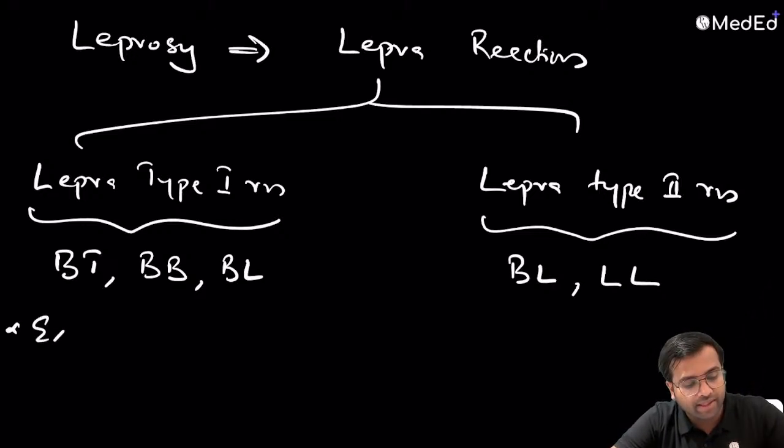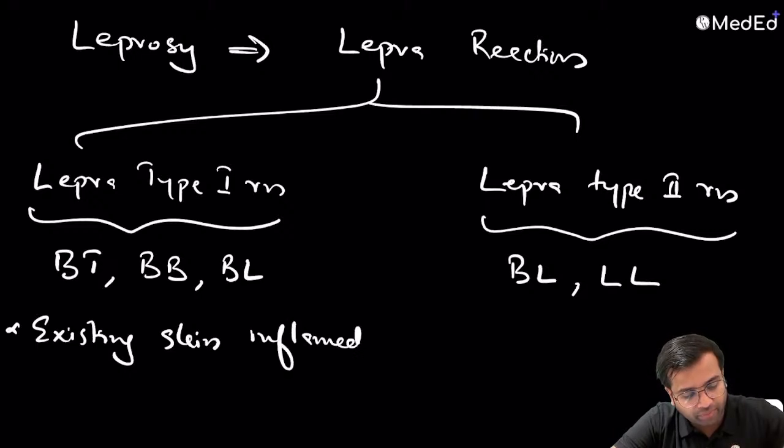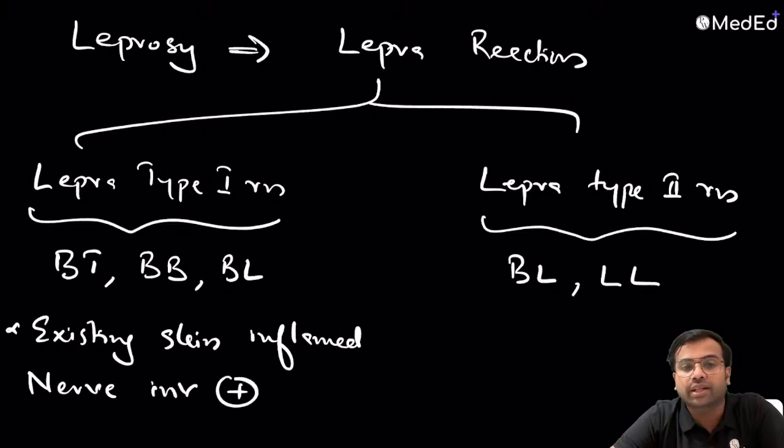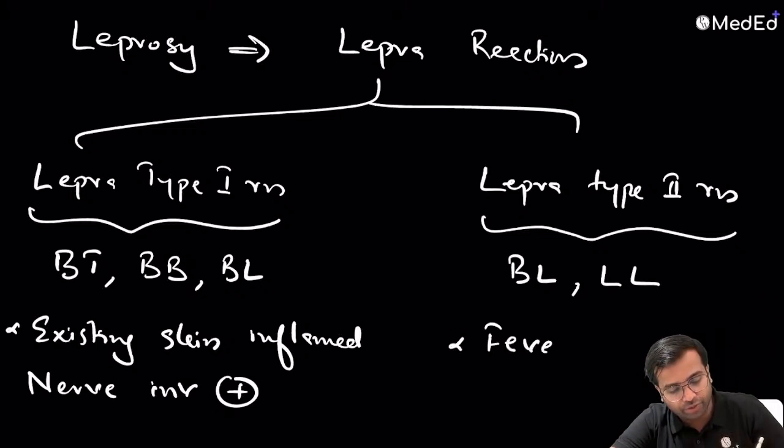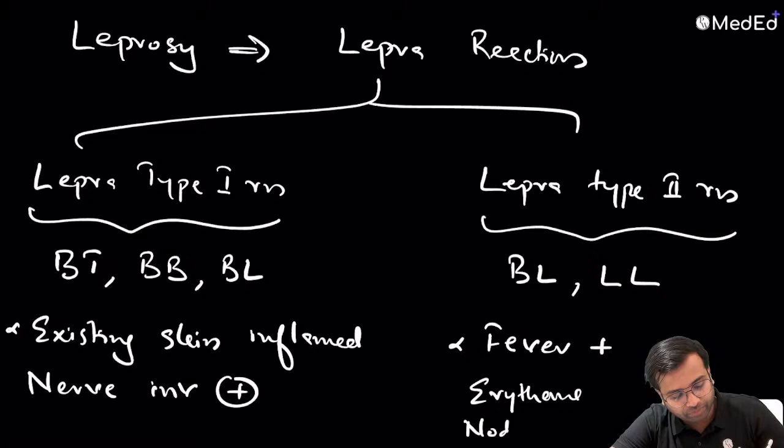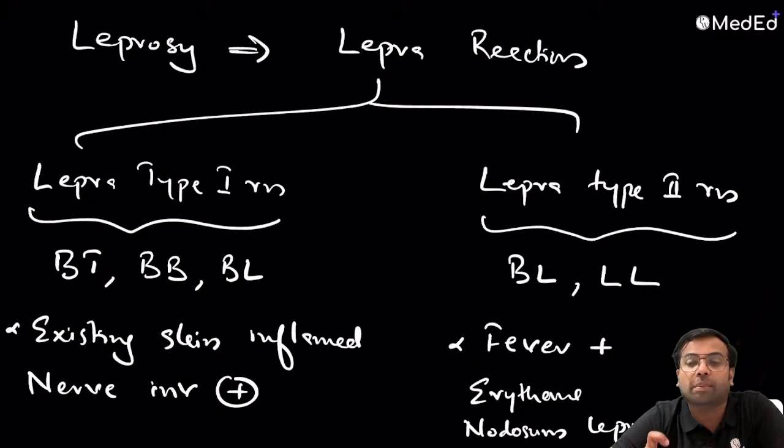So here, the existing skin becomes inflamed and there is nerve involvement also. There is involvement of the nerves as well. Whereas what happens in type 2 lepra reaction? In type 2 lepra reaction, there is something called erythema nodosum. So the patient may present to you with fever along with erythema nodosum leprosum. What do you mean by erythema nodosum? There would be some subcutaneous nodules present, especially over the anterior part of the shin. So this is called erythema nodosum.